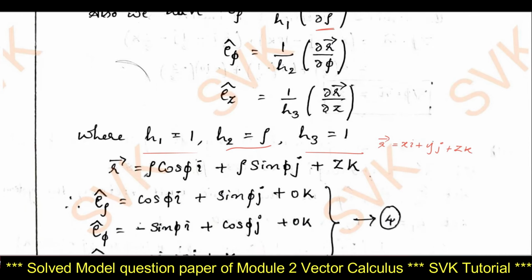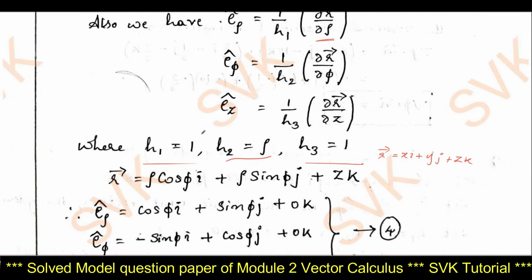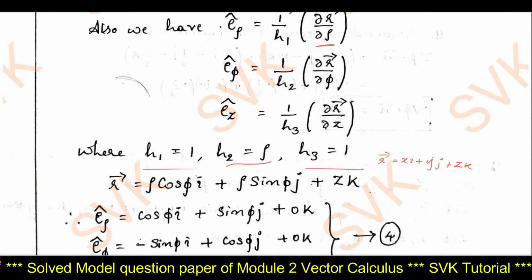Therefore, e rho will be what? 1 over h1. The h1 value is 1, so 1 by 1 is 1 itself. I am finding e rho cap, so just differentiate vector r with respect to rho. Wherever I have rho, I need to differentiate only that term. The derivative of rho is 1, and you are left with the constant term, cos phi, as it is, i. Plus, the derivative of rho is 1, and we are left with sin phi j as it is. Similarly, for the z term, there is no rho, so the derivative of a constant is always 0.